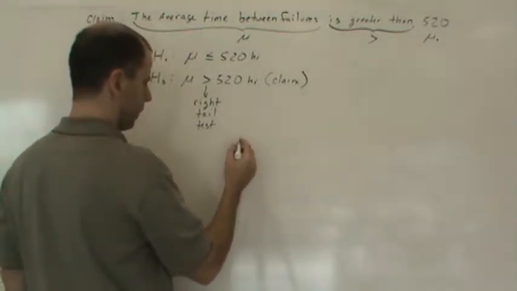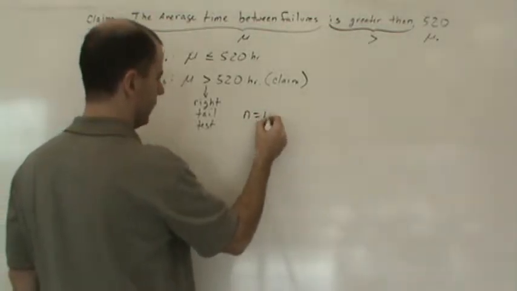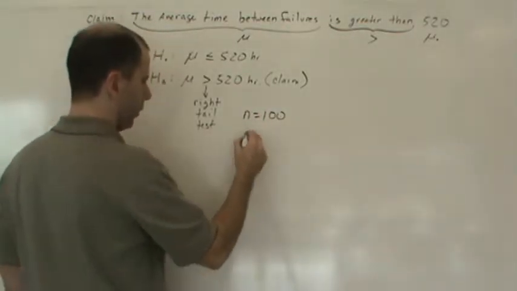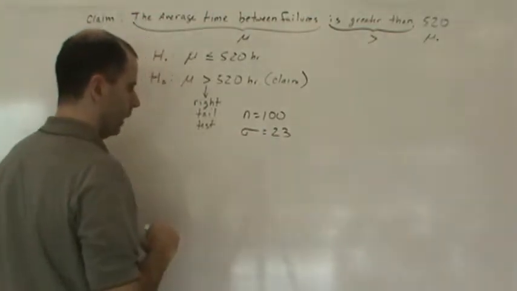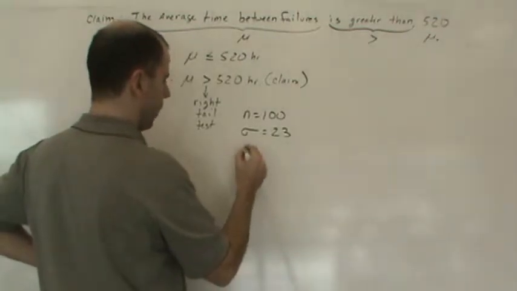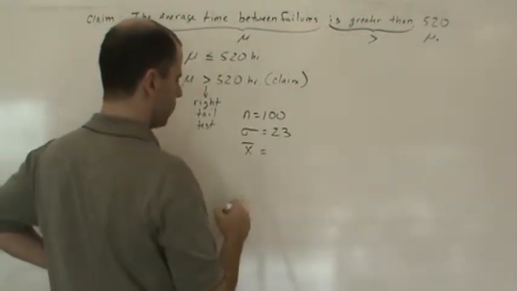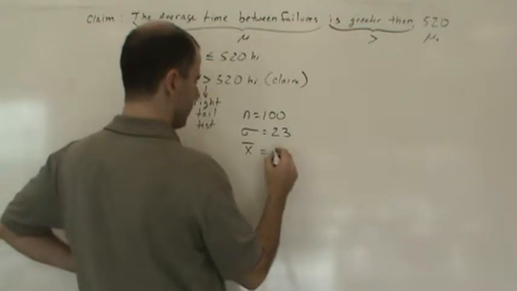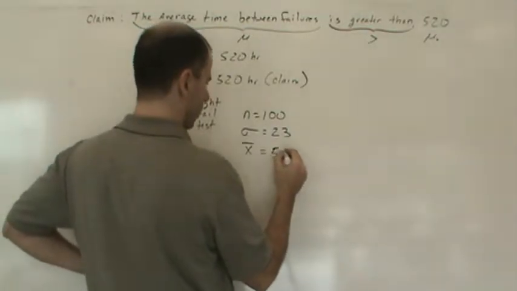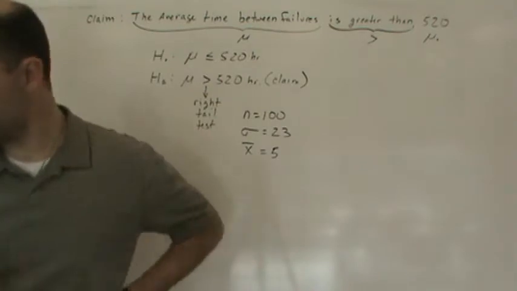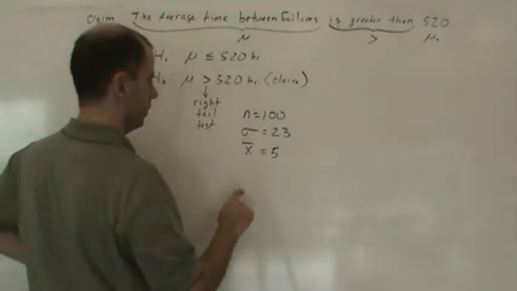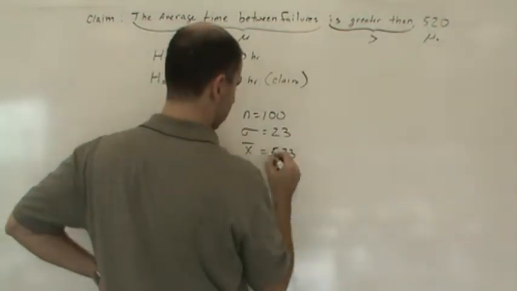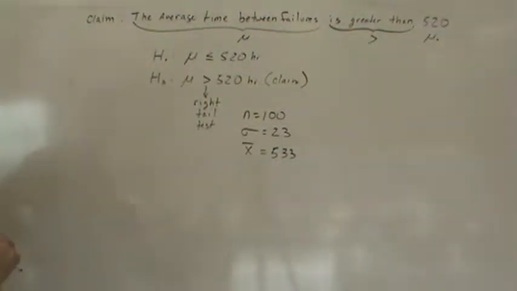So now, the data we were given: n was 100. We assumed that sigma was equal to 23. And we had x bar, and we said, well, what's that? We assumed x bar was, let's say x bar was equal to 522? Or no, 533. If I remember right, so 533.